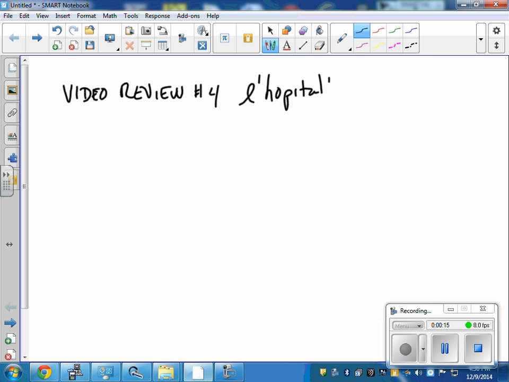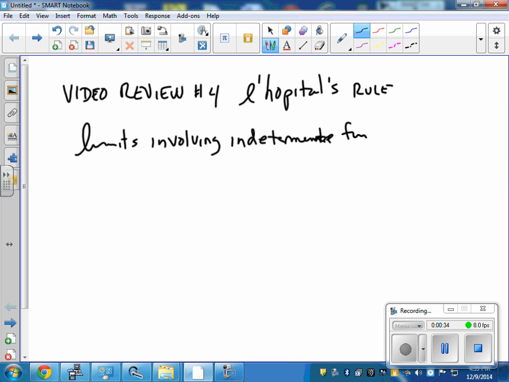L'Hopital's rule: limits involving indeterminate forms, and in particular, 0 over 0 or infinity over infinity. A couple of quick examples from pre-calculus.